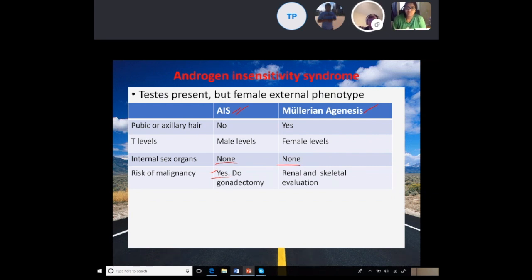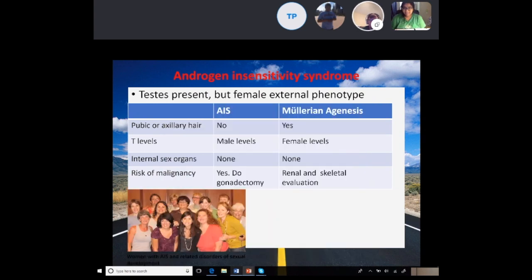And then Mullerian agenesis is just a female whose Mullerian ducts did not get synthesized. And here's a bunch of people that are women that have androgen insensitivity syndrome. No hair.